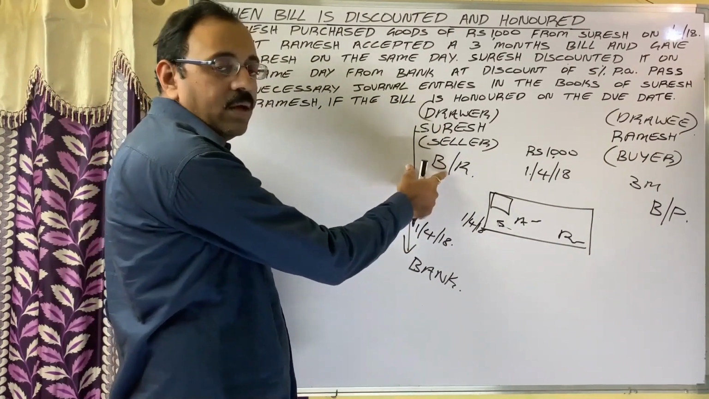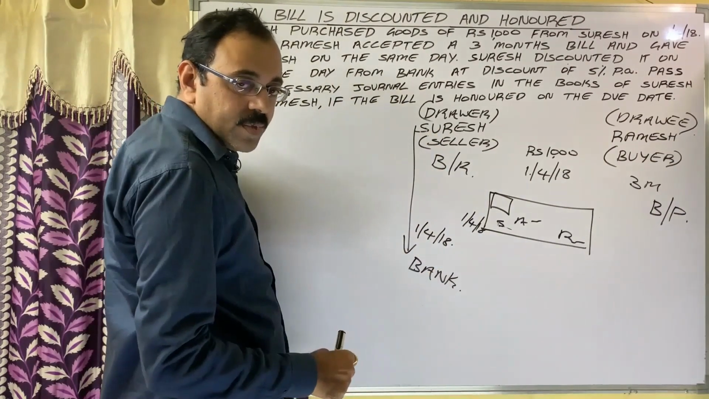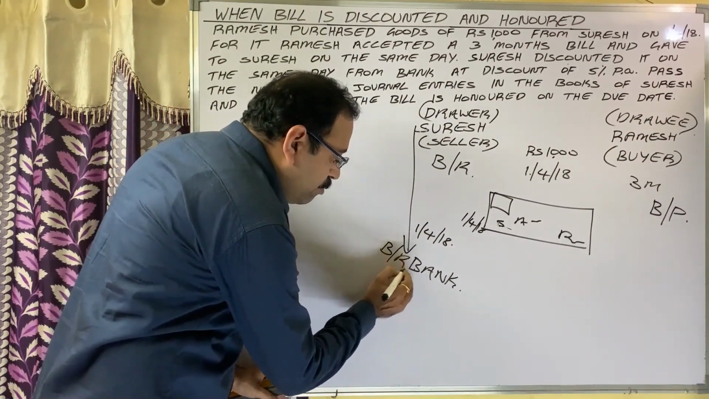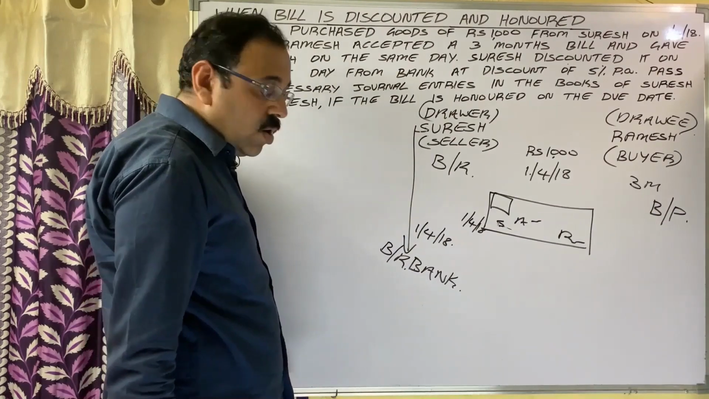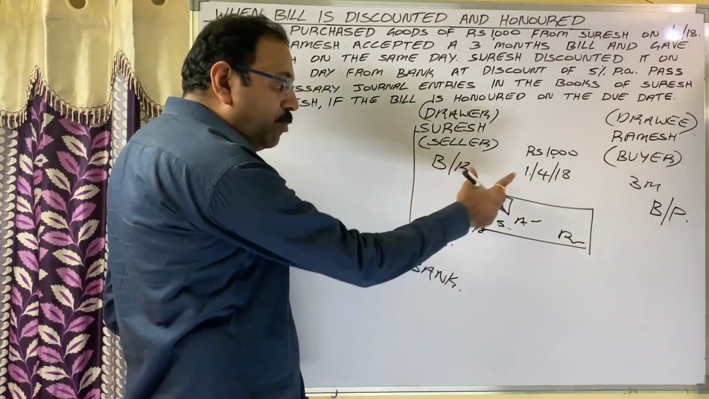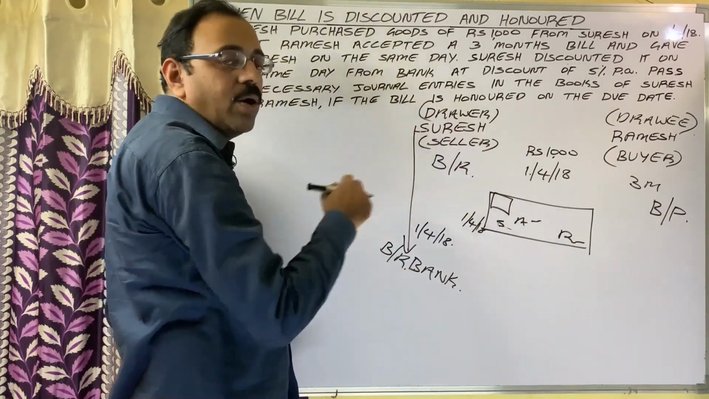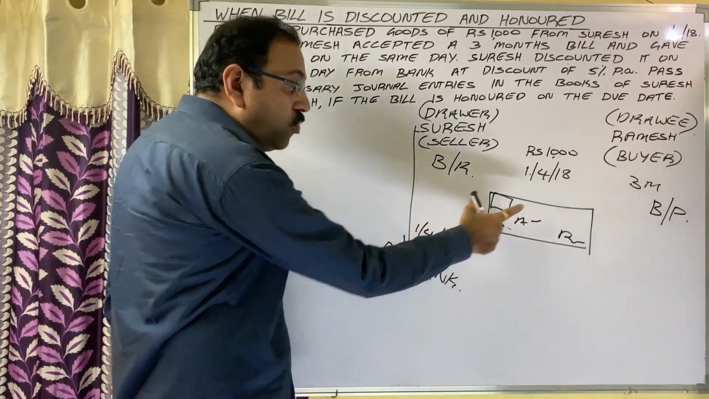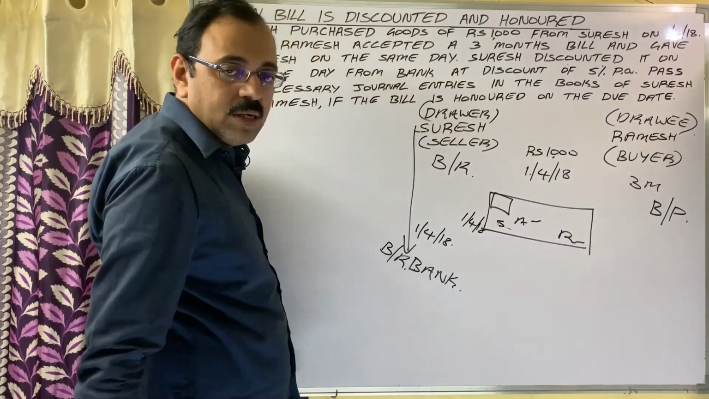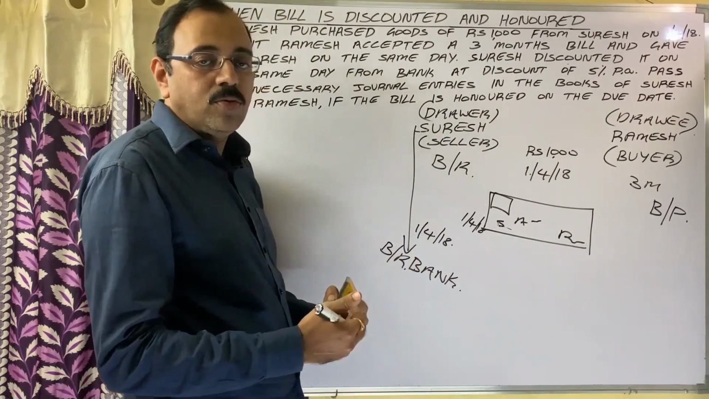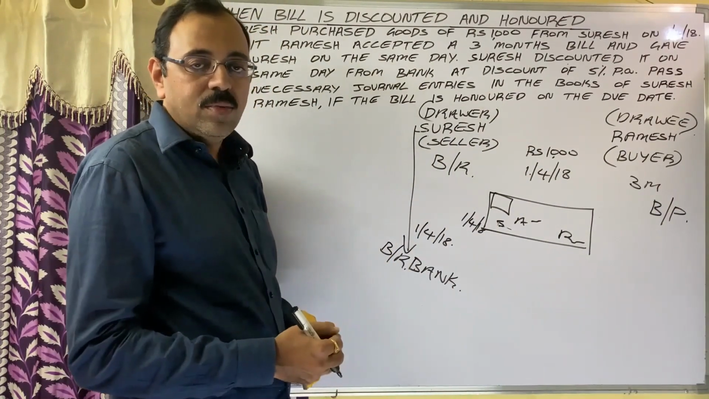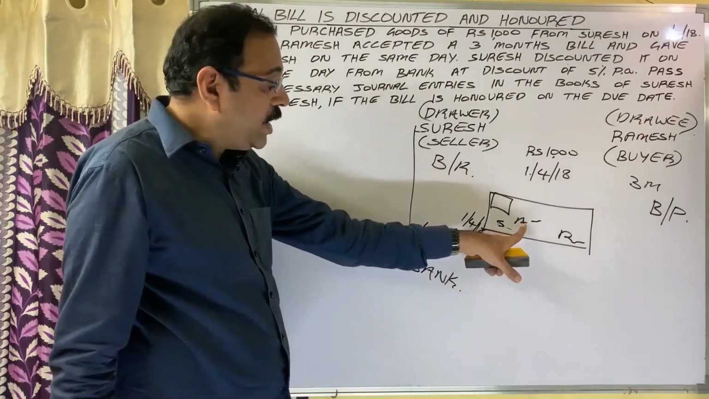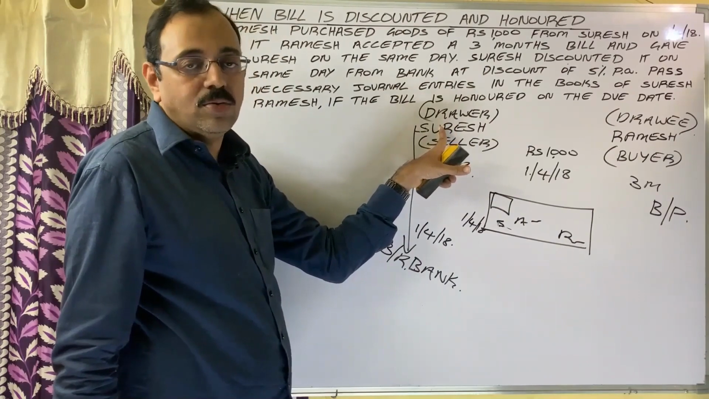Now, what is the meaning of discounting the bill? Suresh is selling this bill to the banker. Now, who has the bill? The bill is with the bank. Now, the bank will deposit the bill amount in Suresh's account. Don't think that the bank will deposit the full bill amount of 1000 rupees. The bank deducts some amount towards discount or interest, and only the remaining amount is deposited in the drawer's account.